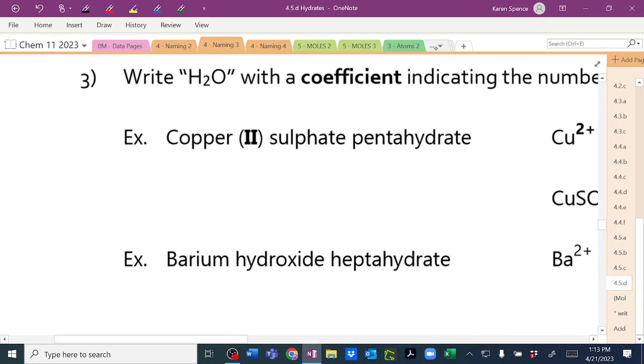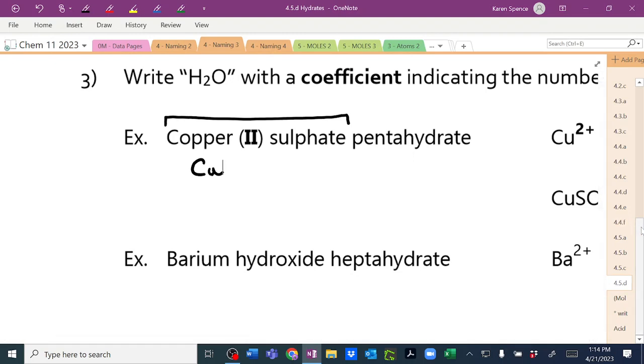So let's take a look at this one. Copper 2 sulfate. This is what you might see on quiz number 7, just the copper 2 sulfate without the pentahydrate. When you have a name, you're going to write out the ions. We have copper, Cu, so you write its symbol, and you need to find its charge. Can you find the charge for copper on your periodic table?